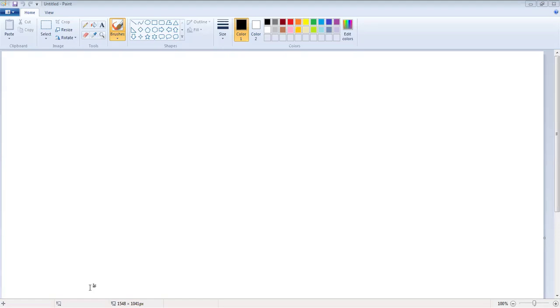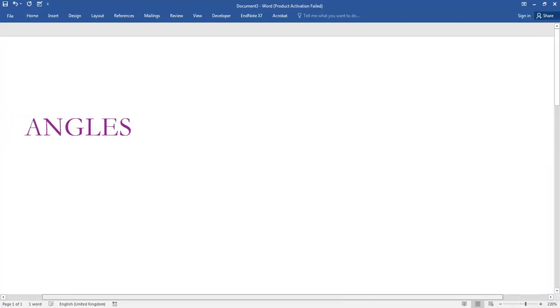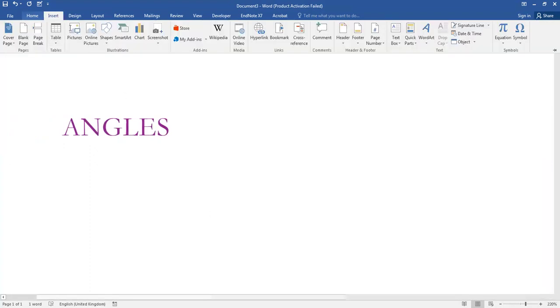So the topic that we'll be doing today is angles. We'll start with some very basic properties relating to angles and then we'll move on to the more complicated ones. सबसे पहले तो let's start with angles, sum of angles in a triangle.